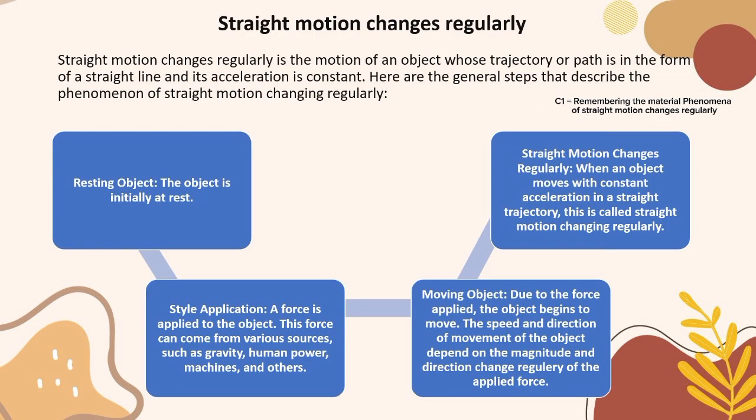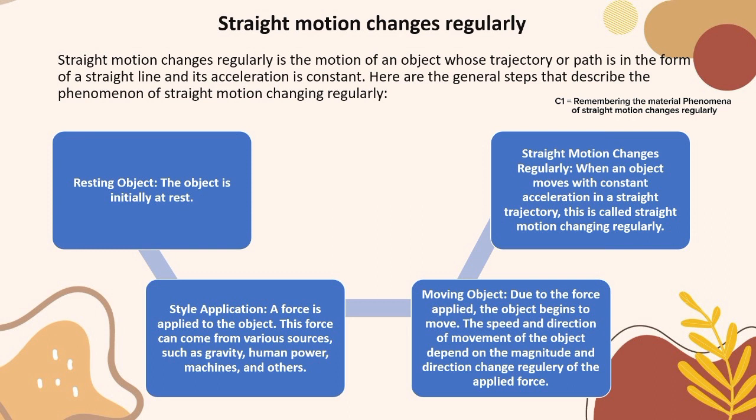Okay, uniformly changing straight motion. Uniformly changing straight motion is the motion of an object whose trajectory or path is in the form of a straight line and its acceleration is constant.